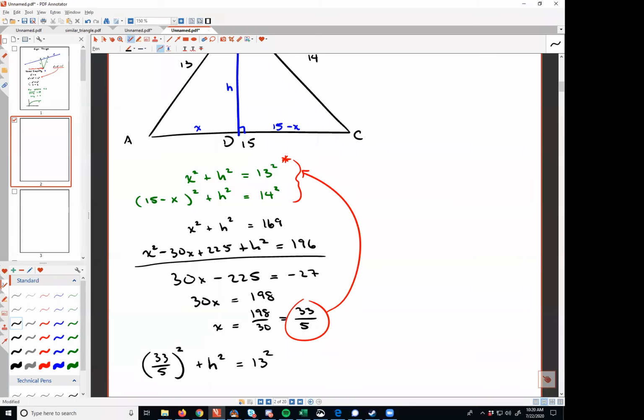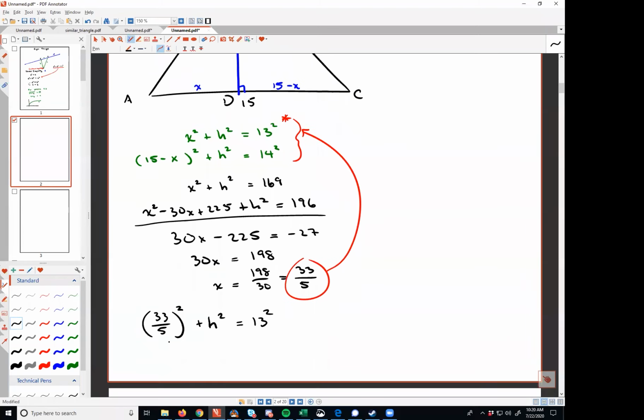Okay, maybe that's a little bit of a pain, but it's not that big of a deal. I'm going to go ahead and fast forward us with a little bit of arithmetic here. We multiply 169 times 25. Let's see, that's 4225 over 25. Then I'm going to subtract out the 1089 over 25. And that gives us 3136 over 25. And what is the square root of that?